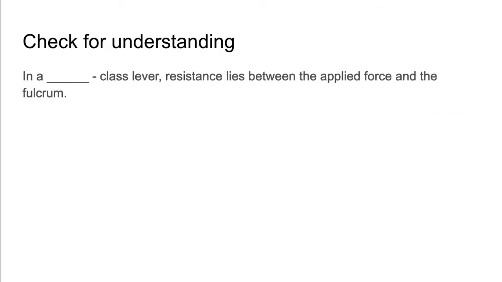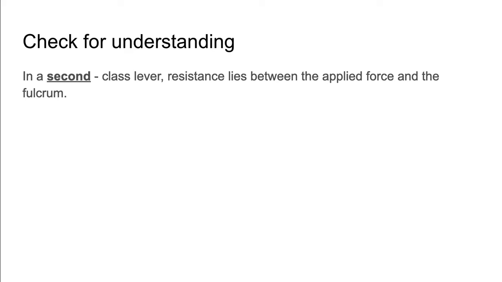In a blank class lever, the resistance lies between the applied force and the fulcrum. I'll give you a minute to pause the video and think about your response. If you are watching the video with someone, whether at home or online with others, try to talk to each other or type your responses to see what you all think the answer is. All right, let's see what the answer is. It's a second class lever.